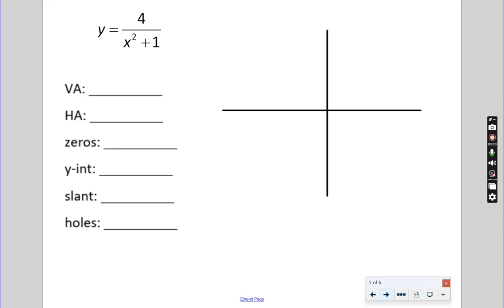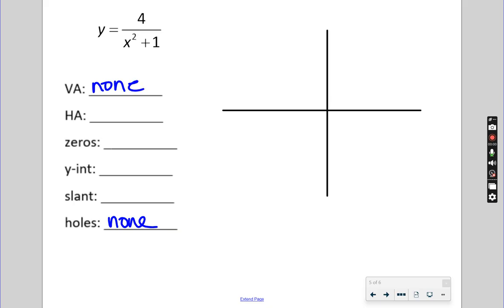Okay. Last one. This is a fun one. Okay. Is there anything to factor or cancel? I know there's no holes. All right, where's the vertical asymptote or vertical asymptotes? None, because if I solve that, wouldn't I get plus or minus i? So there's no vertical asymptotes.